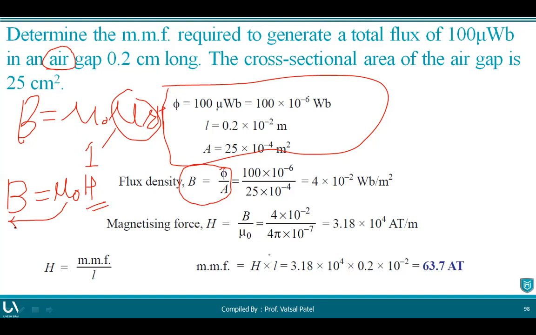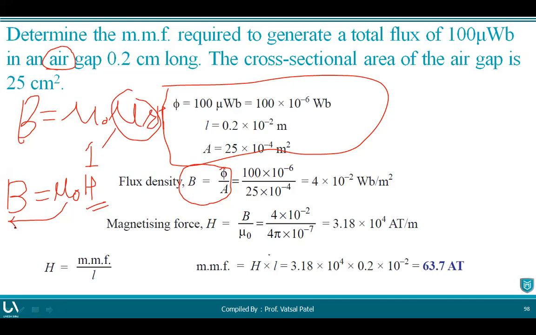So that is the value we have to consider as a constant parameter, 4 pi into 10 raised to minus 7. So we can say that the magnetizing force H is equal to 3.18 into 10 raised to 4 ampere turn per meter. That is the unit of H, right? That is the unit of H.